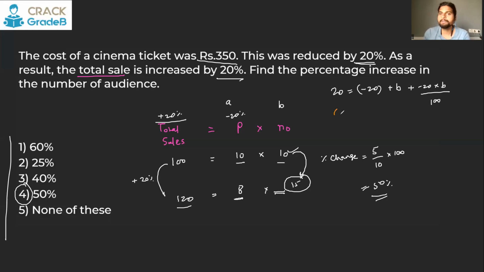This goes that side, it becomes 40. 40 is equal to, that will be 1 by 5, so 4B upon 5. That gets us B is equal to plus 50. The plus sign tells you that there is a resultant increase in B. B means number of audience, by 50%. Easy? Let's see one more.